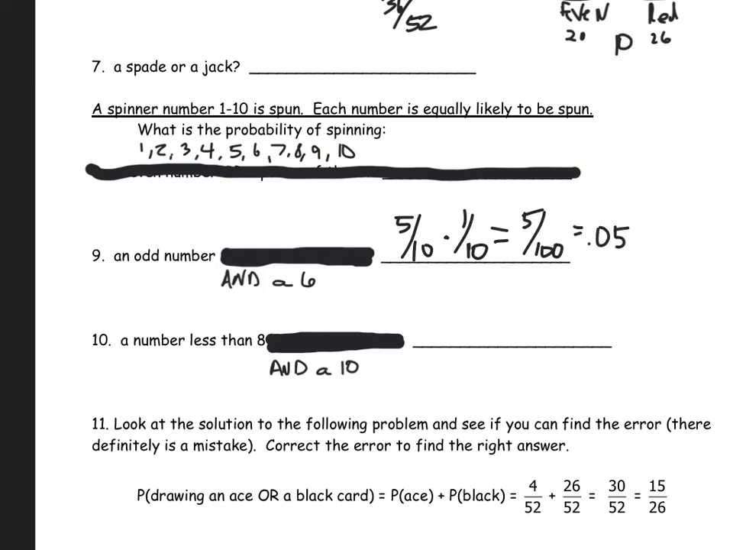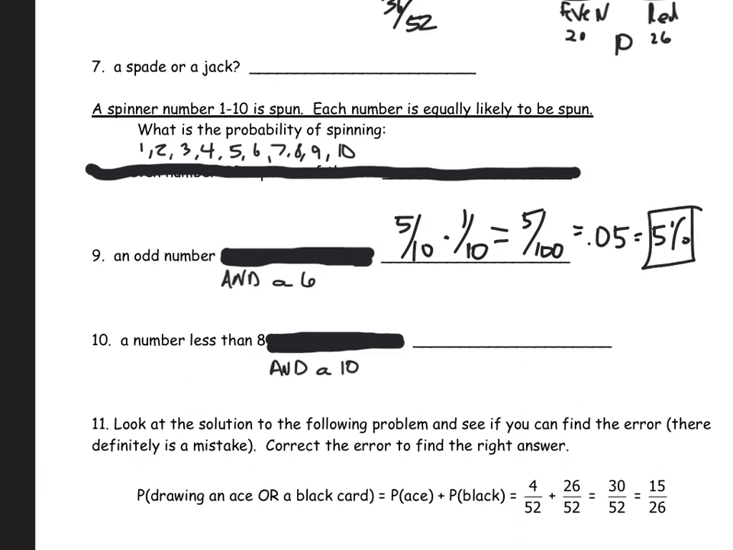And I want you to think about this for a second. 0.05. Well, that's a 5% chance. You have a 5% chance of spinning an odd number and a 6. Is that very good? No. Think about this. On a spinner, how hard would it be to flip an odd number and then a 6? That's actually pretty hard. So that makes sense. This should not be a very big number.